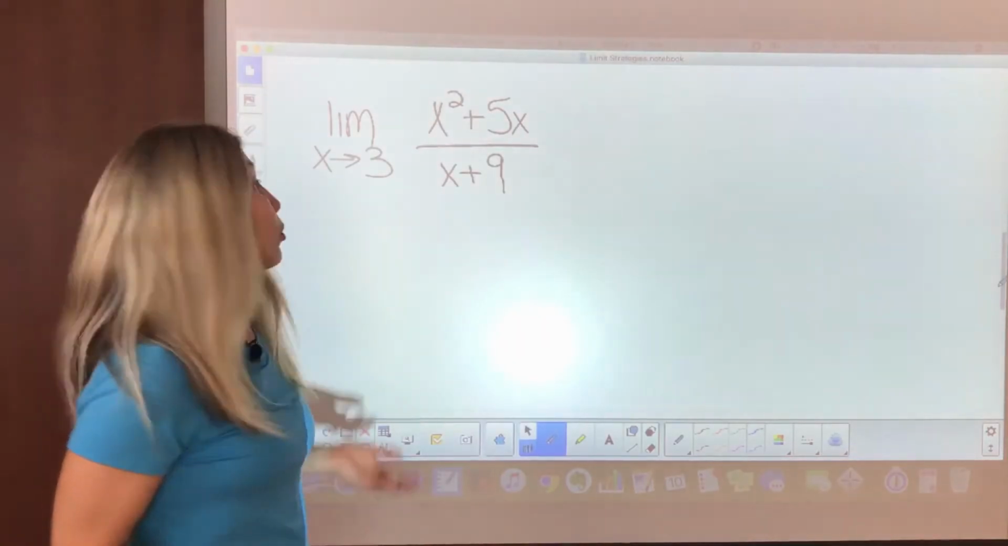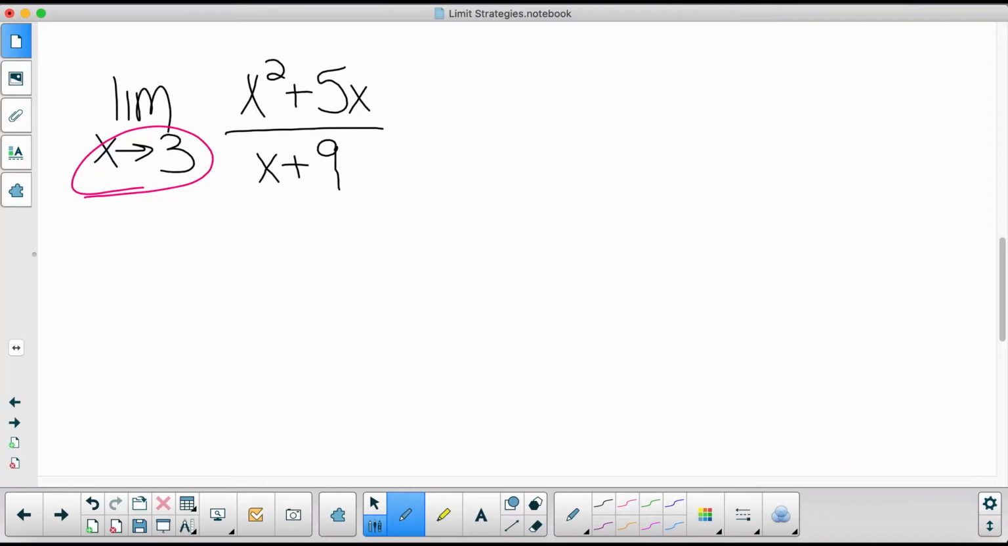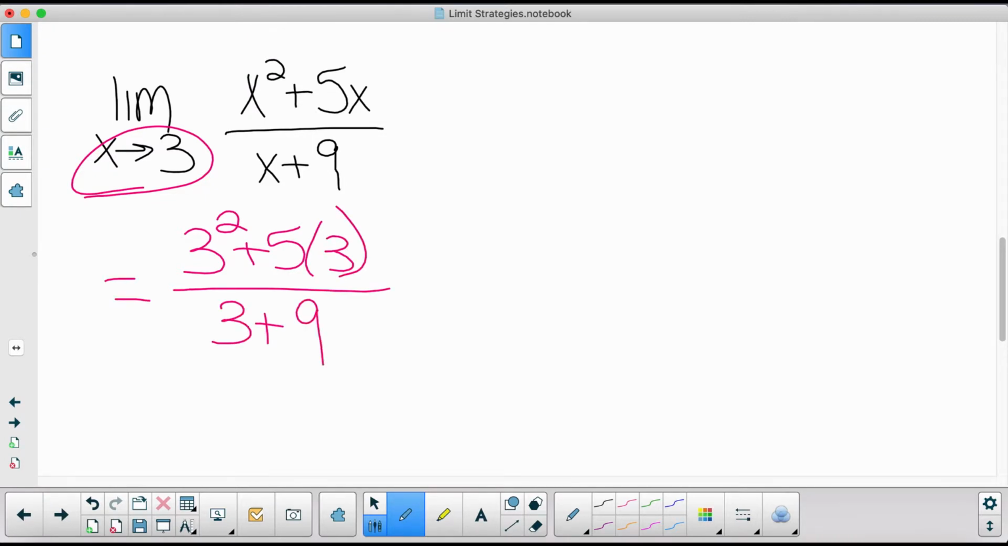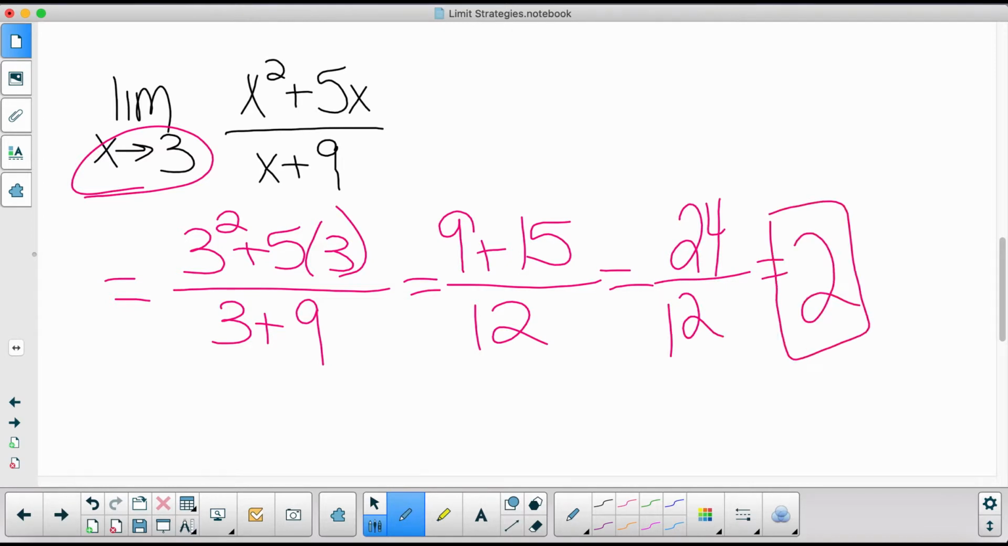For the next problem, we're doing the limit as x goes to 3. So again, we're just plugging 3 in to our x value. So in the numerator, you have 9 plus 15. In the denominator, you have 12. So numerator is 24 over 12, which gives you a total of 2. The limit is heading to 2.